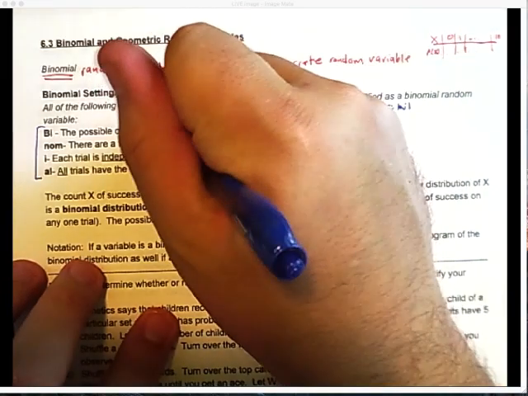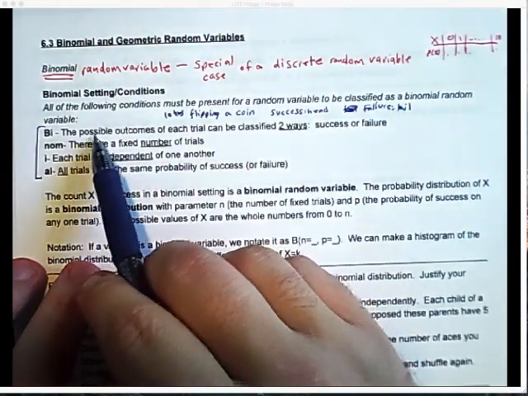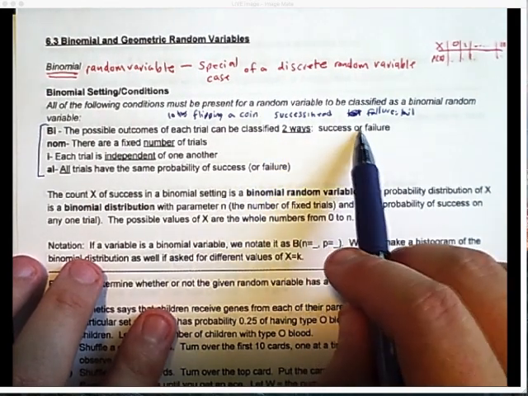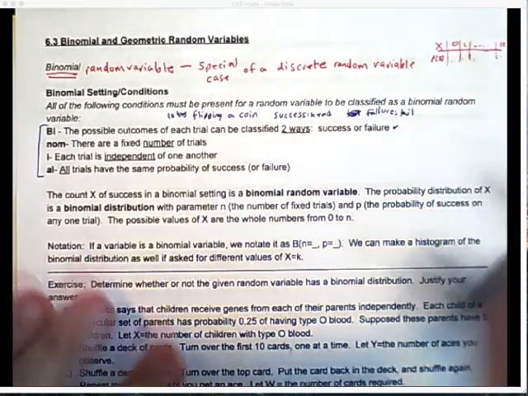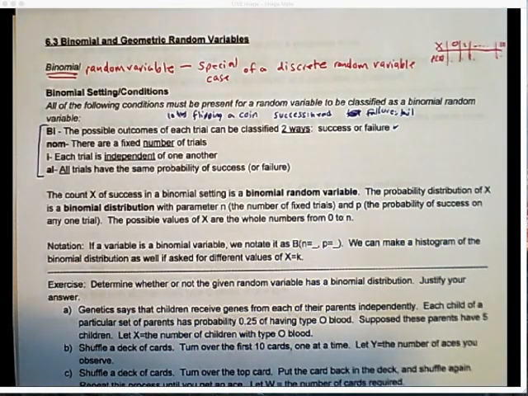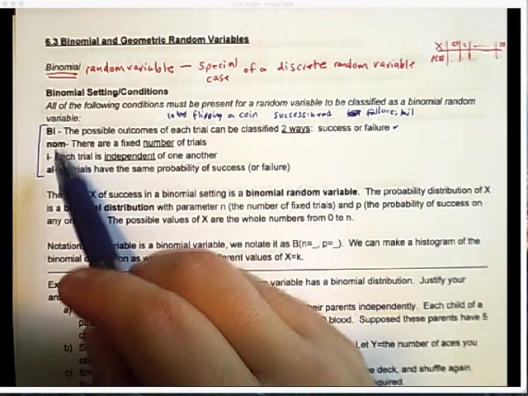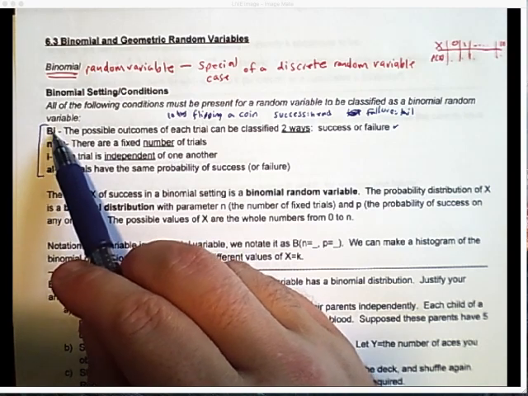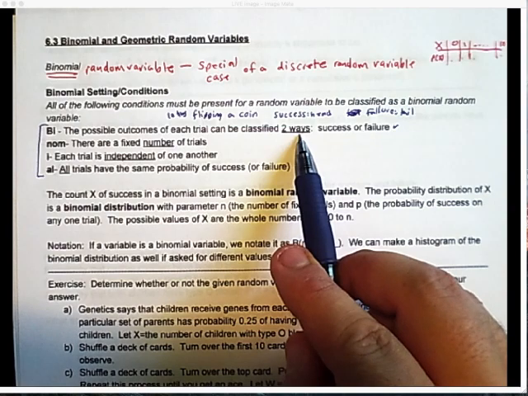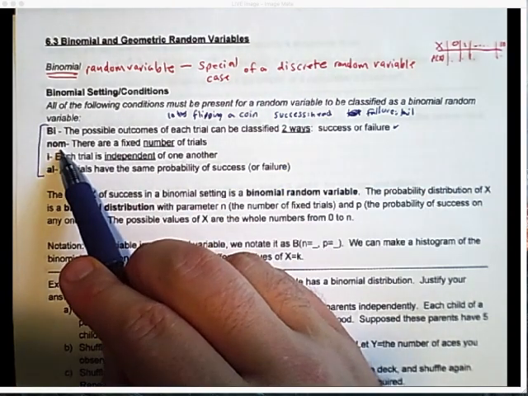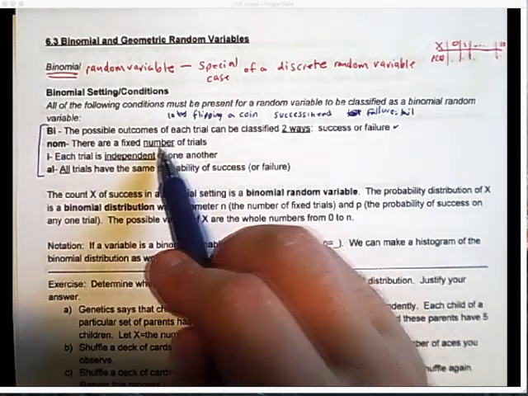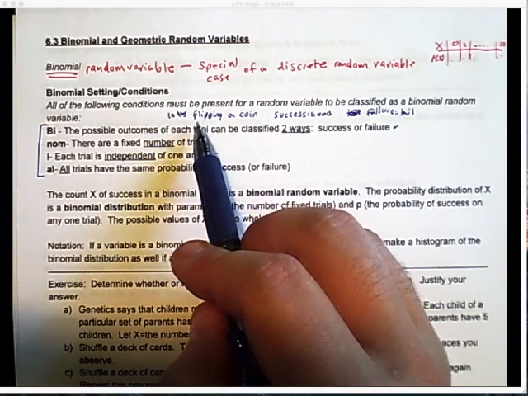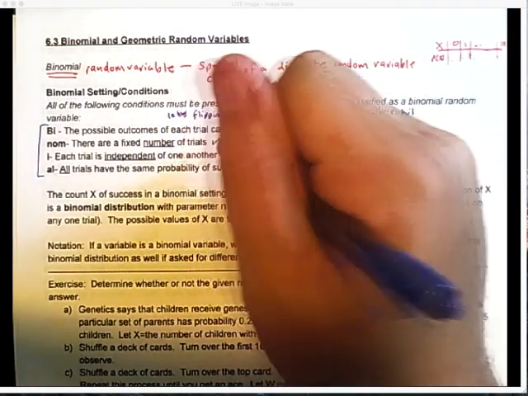Let's say I flip a coin 10 times. Ask yourself, when I flip a coin, do I only have 2 options? Do I either have success or failure? Yes, I only can have 2 outcomes. The way I remember these conditions is the acronym BINOMIAL. Bi stands for 2: there are 2 outcomes, success and failure. Nom looks like num, and num means number. There is a fixed number of trials. I told you we're going to flip a coin 10 times, so there's a fixed number of trials.